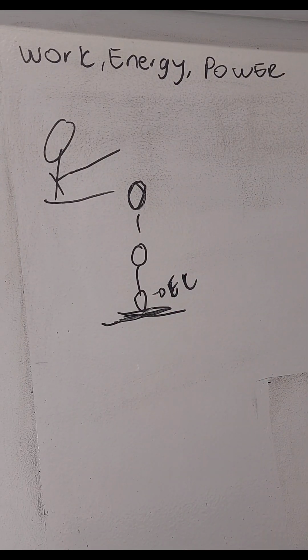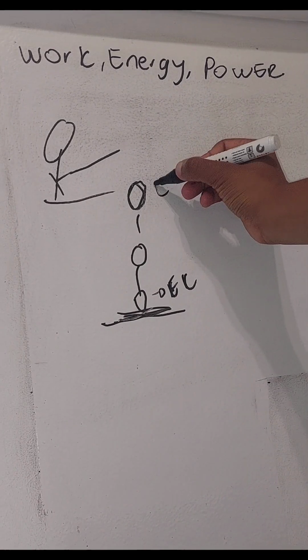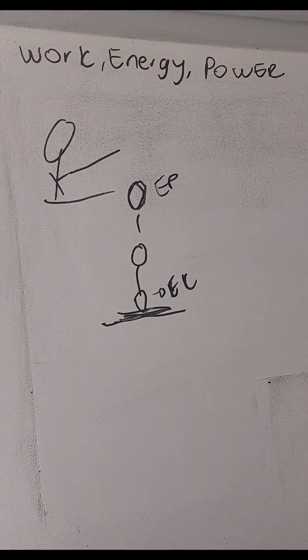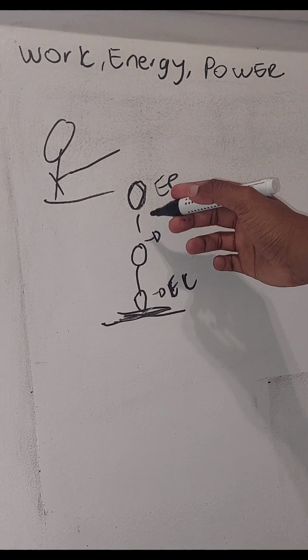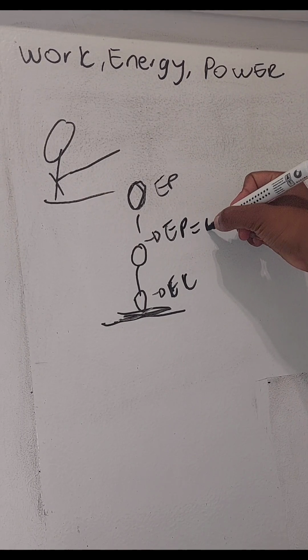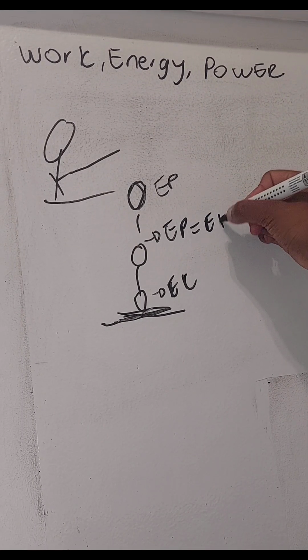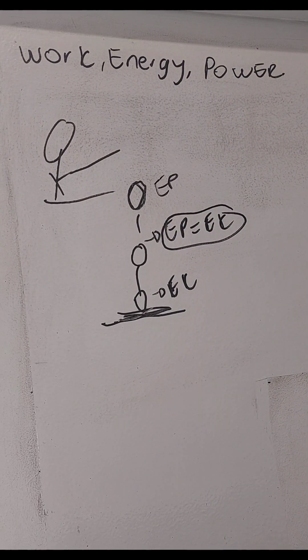Up here, gravity exists, so there is no movement. So here at the top we have EP. And here in the middle we have both, because it's about to touch the ground. We have EP and EK, and they are equal here in the middle. Know that, guys. Know that.